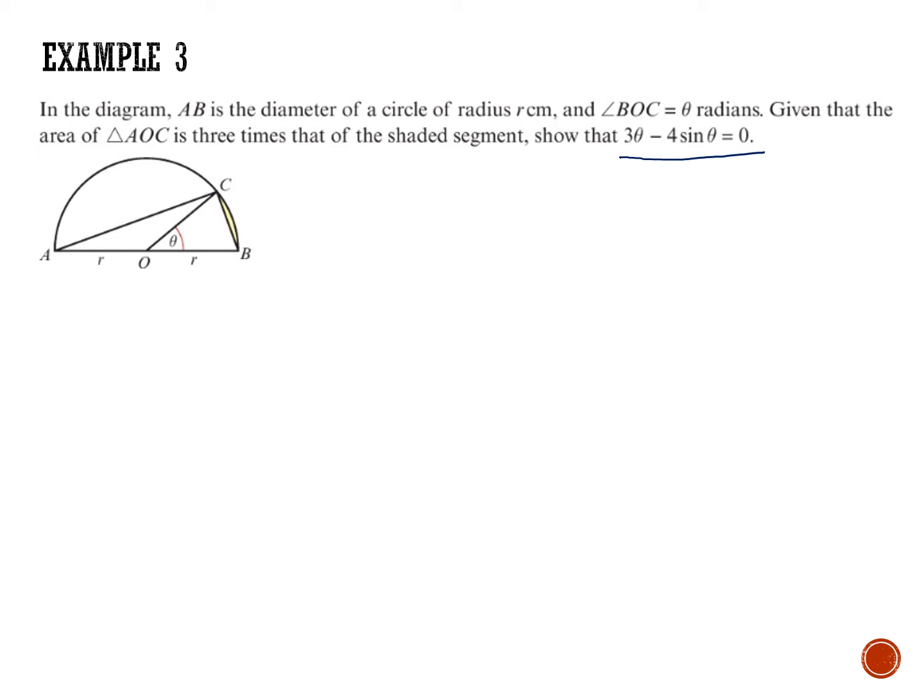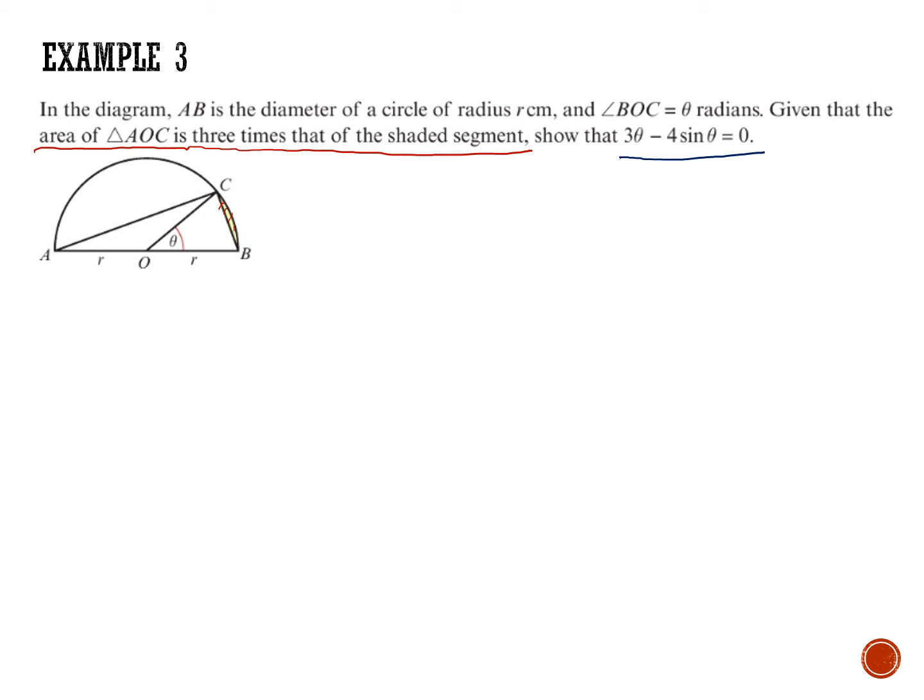Now I know they've given you a nice diagram there, but there is some really important information up in the top here. Given that the area of the triangle AOC is 3 times that of the shaded segment. This is the shaded segment in case you can't see it, it's that little bit there. So the area of AOC is 3 times that. So we're going to need to make use of that in our question.